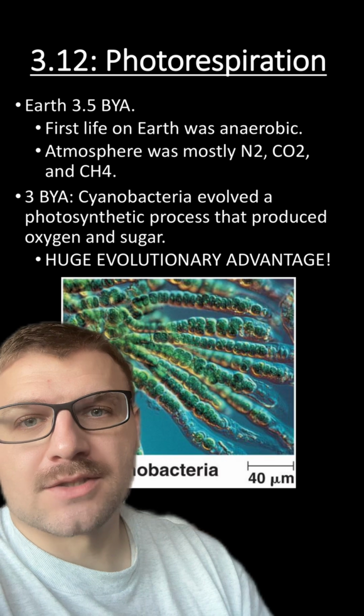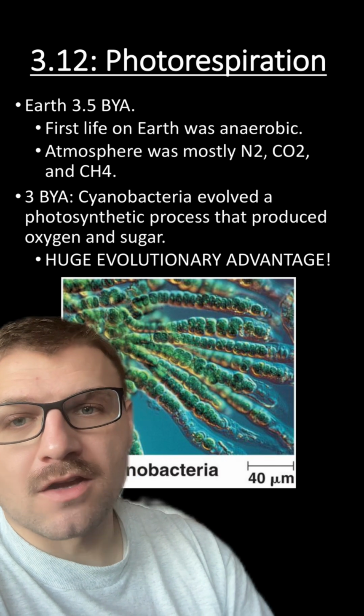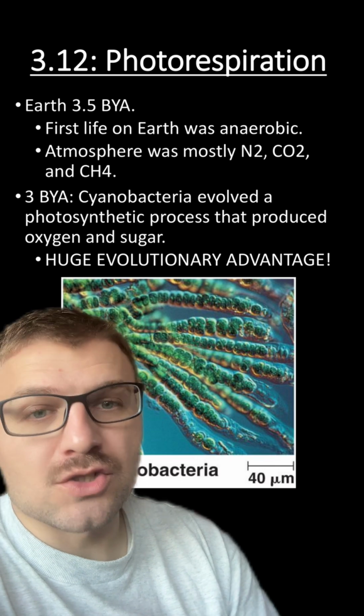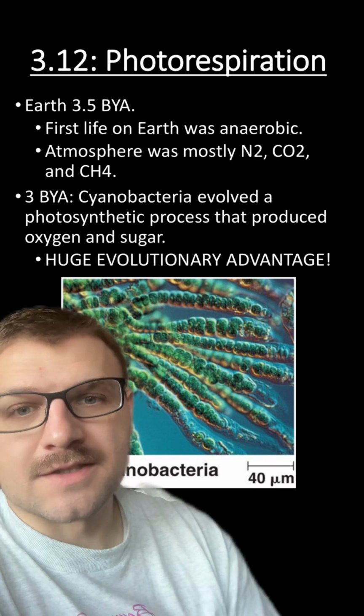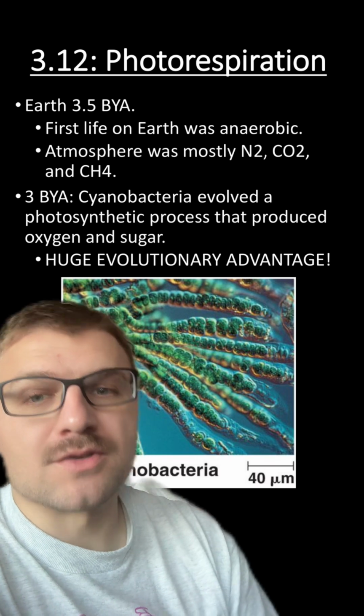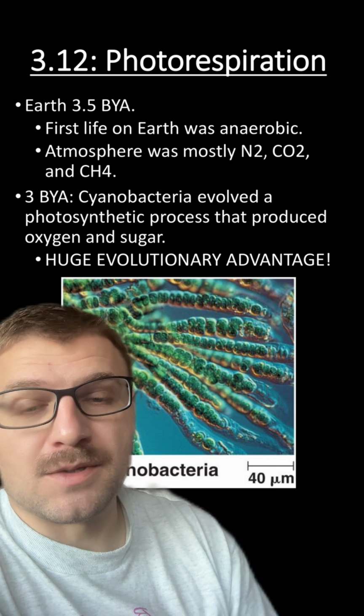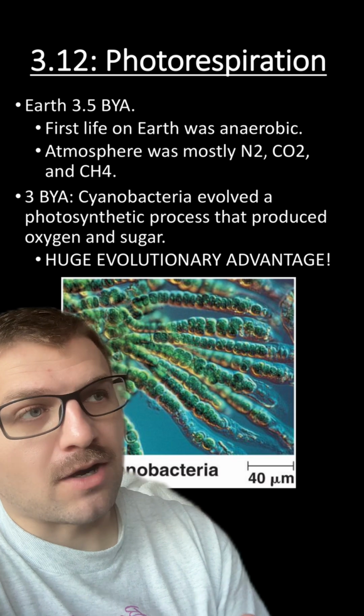I like to relate this back to, again, when photosynthesis was first evolving. It was about 3.5 billion years ago. The atmosphere had a lot of nitrogen, carbon dioxide, and methane. The cyanobacteria around 3 billion years ago started evolving this photosynthetic process, and this was a huge evolutionary advantage because they could produce sugar and then the byproduct of oxygen.